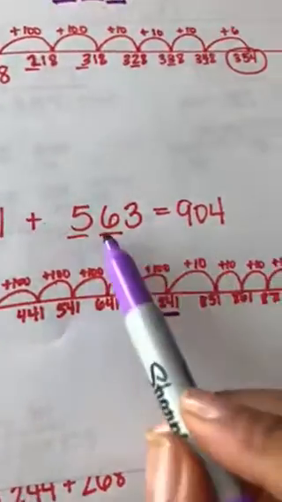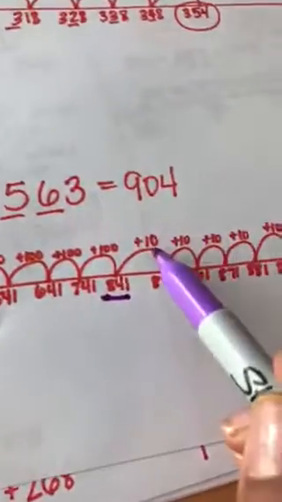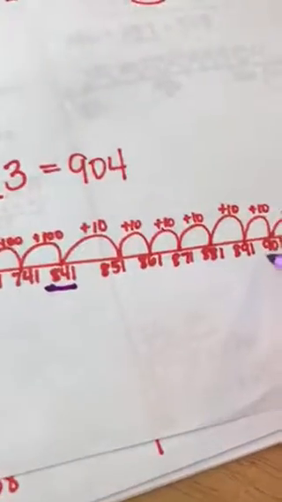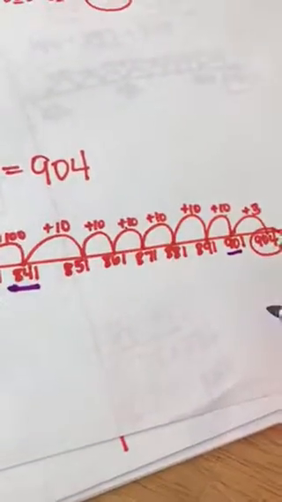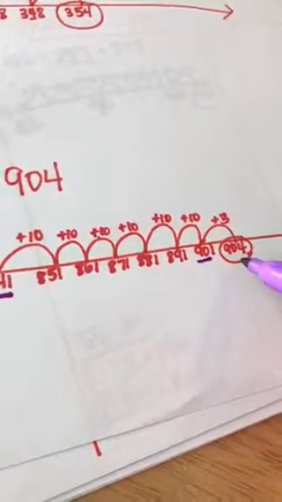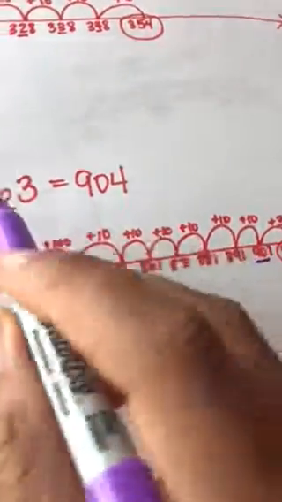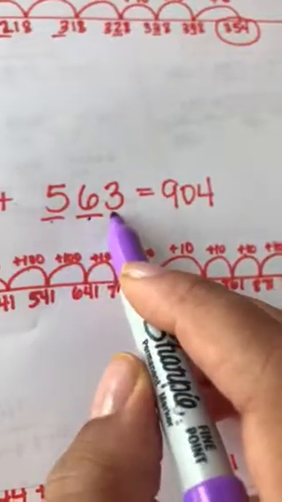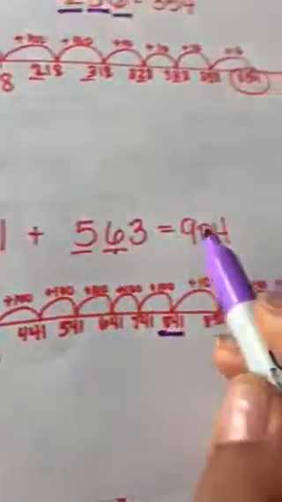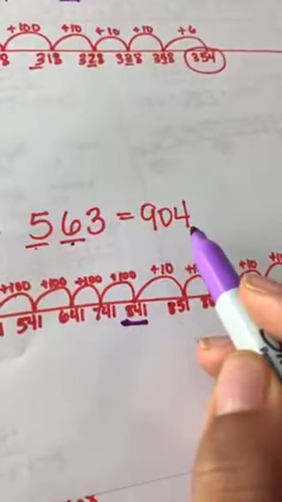Okay, then we've got to add 6 tens. 1, 2, 3, 4, 5, 6. That leaves you with 901. Then you just add 3 ones. That gives you 904. So we added 5 hundreds, 6 tens, and 3 ones to the number 341 and ended with a sum of 904.